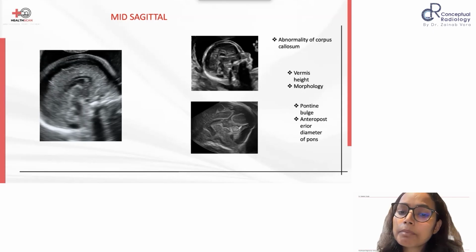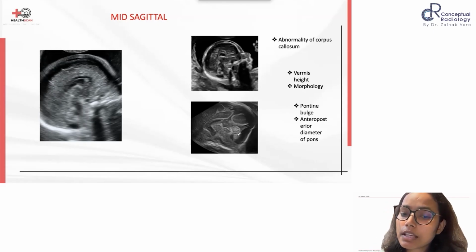This is how we evaluate. This is a case of vermian hypoplasia. We should also appreciate the pontine bulge. This bulge has to be maintained. We take the width of the pons, whether this pons is of normal thickness or not. So this is roughly how we are going to evaluate in the mid-sagittal plane.